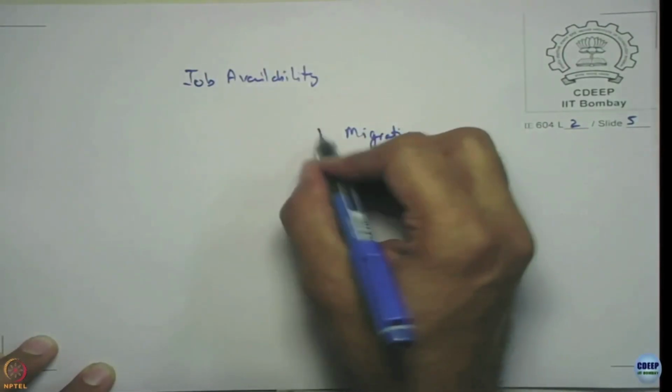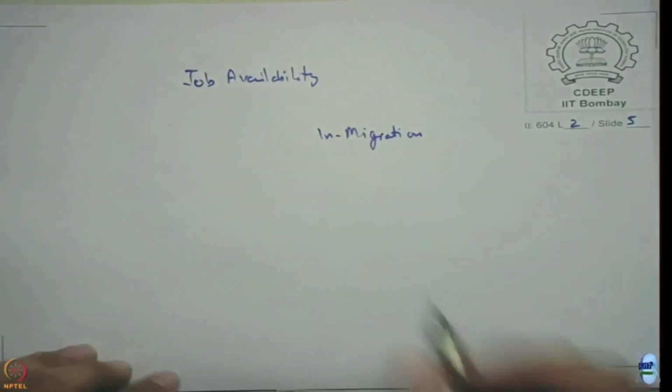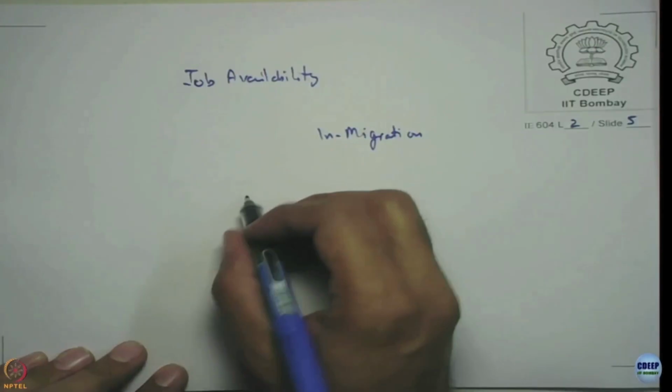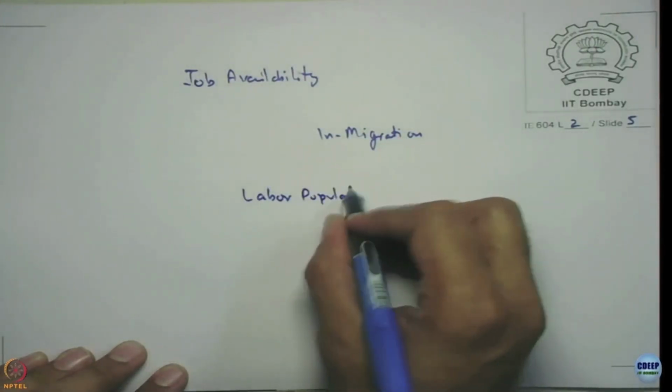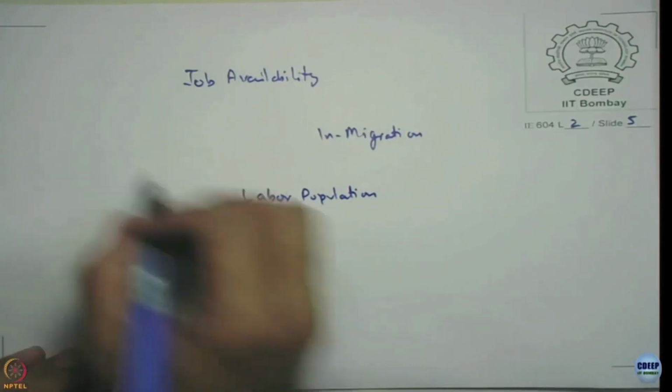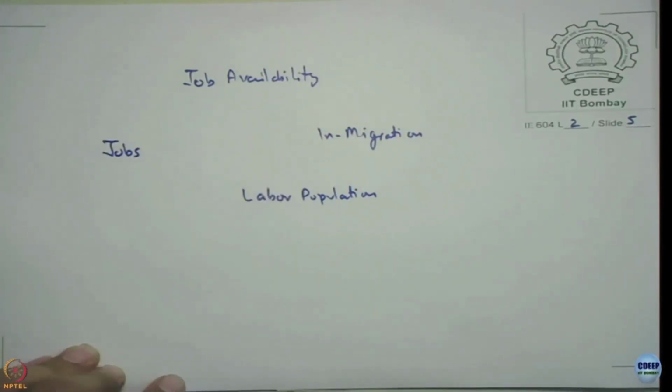You can call it in-migration also. We are not talking about people leaving, but people coming in. You can make it more explicit. Then we have labor population. Then we have jobs. These are the unique variables that we have.